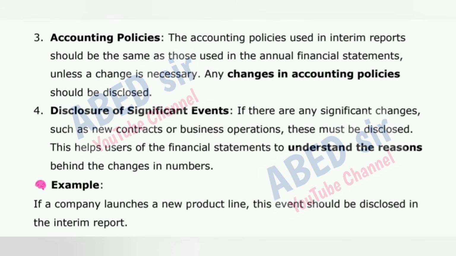3. Accounting policies. The accounting policies used in interim reports should be the same as those used in the annual financial statements, unless a change is necessary. Any changes in accounting policies should be disclosed. 4. Disclosure of significant events. If there are any significant changes, such as new contracts or business operations, these must be disclosed. This helps users of the financial statements to understand the reasons behind the changes in numbers. Example: if a company launches a new product line, this event should be disclosed in the interim report.